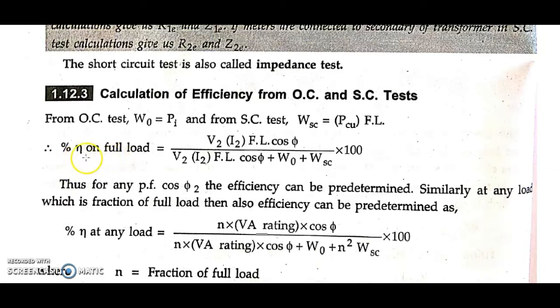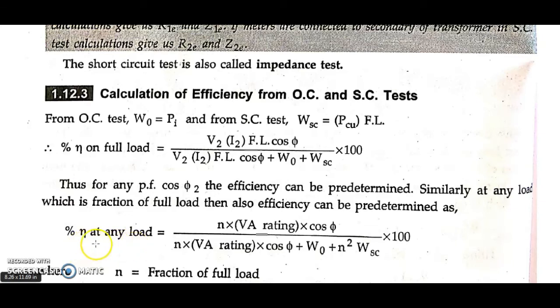With that, first if you want to see for the full load, the efficiency formula will be V2 I2 FL, where FL is the suffix of I2, cos phi, the power factor which you want to calculate, divided by V2 I2 FL cos phi plus W0 plus WSC, into 100. So this is the formula for efficiency on full load. If you want to calculate efficiency at a different power factor or at a different load, then this formula has to be used.